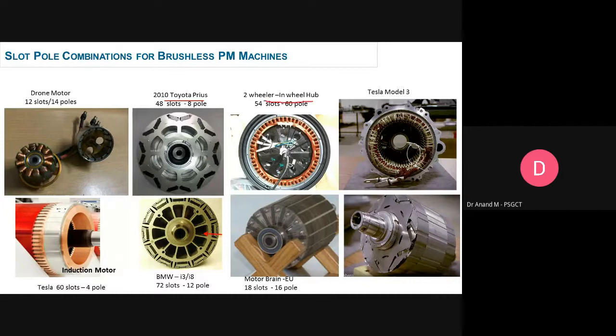For a two-wheeler hub motor taken from the Indian OEM market segment, it comes at a 54 slot by 60 pole. Tesla, we have seen the Model 3 segment. The induction motor, which Tesla launched as a successful model, comes in a 4-pole asynchronous configuration. If you take a BMW i3, i8, you can interestingly see that just a 12-pole rotor configuration yields the required torque or flux densities. The last one is another combination, an 18/16 from the motor.